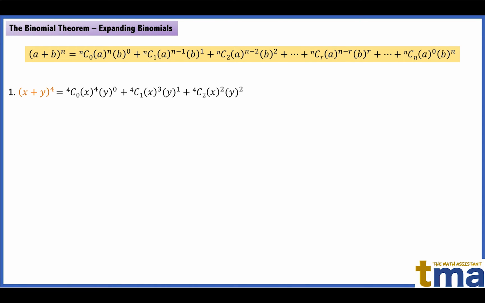Then plus 4C3 times the first term x raised to a power 1 times the second term y raised to a power 3. Then plus 4C4 times the first term x raised to a power 0, then times the second term y raised to a power 4, then stop.